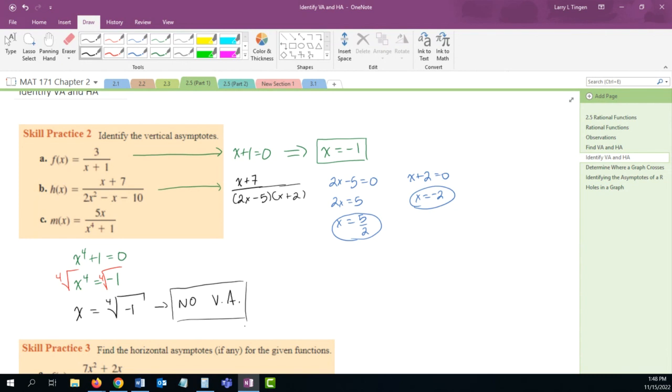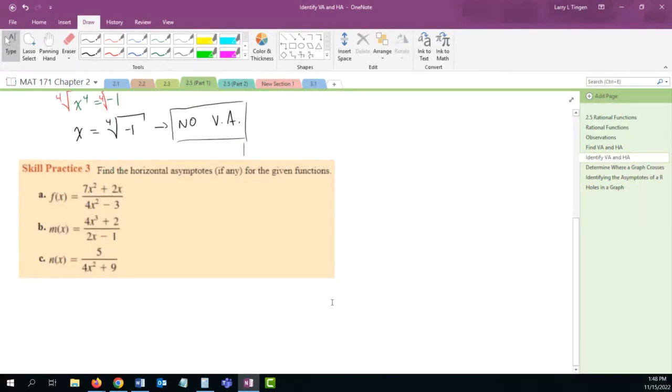Next, horizontal asymptotes. Horizontals are the easy ones, I think. So all you gotta do is find your powers, find your degree. Numerator has degree 2, denominator has degree 2. And again, it's just what's the highest value of the power of x. When they're equal, what happens? I use the ratio of the leading coefficients, and that is 7/4.